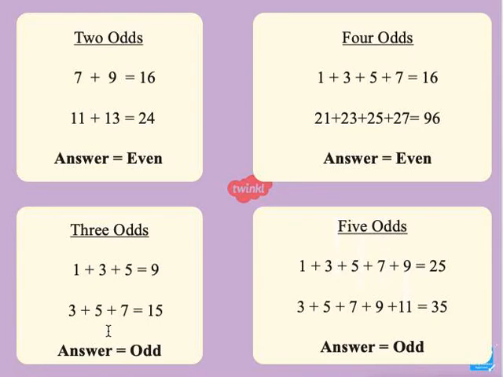3 plus 5 is 8. So we have an even number. Plus 7 is 15. But we're adding an odd onto that even number. So we always get an odd answer. And in our Word document, I'm going to ask you to do one more example of adding three odd numbers, boys. Okay? So now we have four odd numbers in the top right corner.